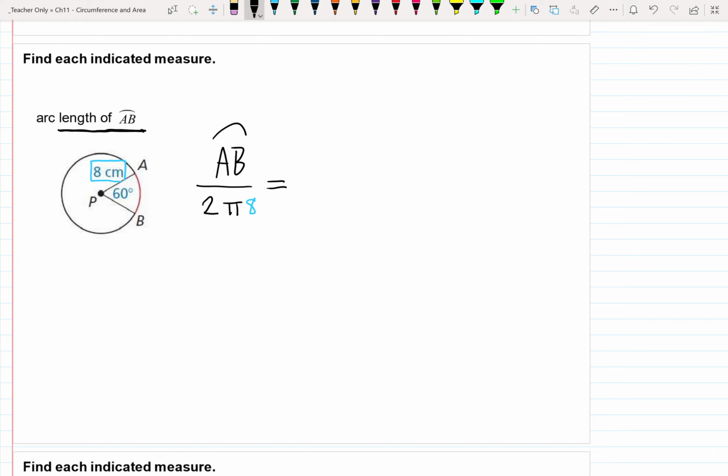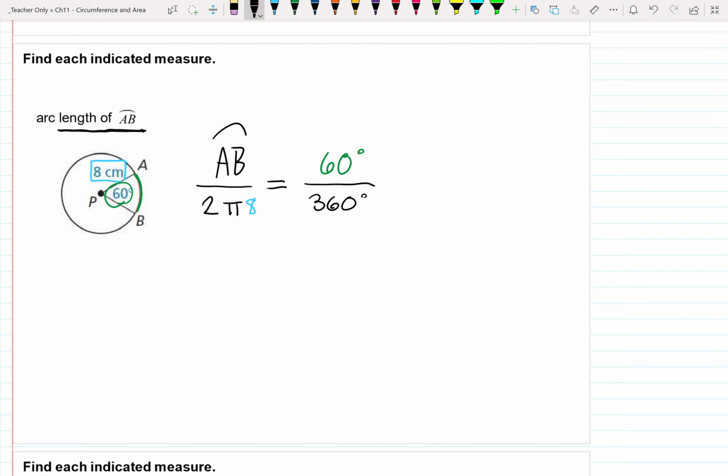Next, we want to find the ratio of the arc measure and the circle measure. We know the circle measure is going to be 360 degrees because every circle is 360 degrees. That's what makes it a circle. And I know the measure of this arc comes from my central angle. The angle and the arc are the exact same measure. So our arc measure is 60 degrees.